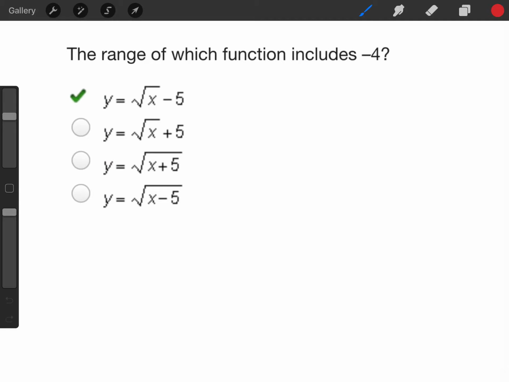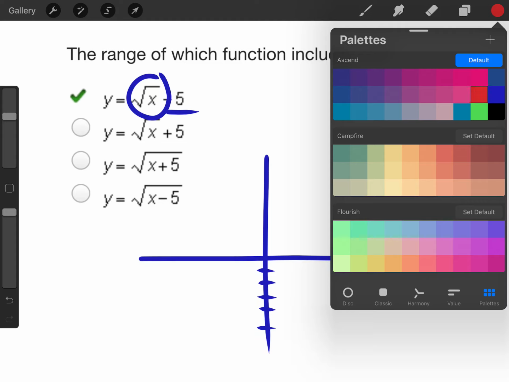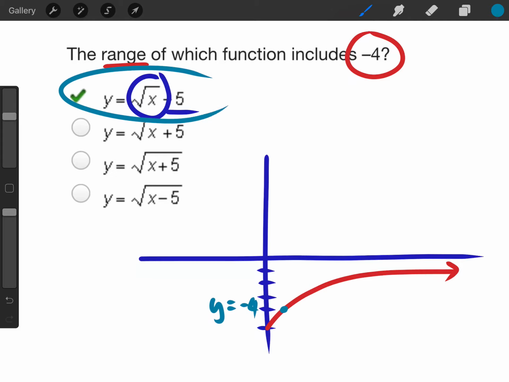Here it comes, last question. Which function has a range that includes negative 4? Let's graph this out. You have the square root function, and it goes down by 5 units, so 1, 2, 3, 4, 5. It's going to look something like this. Range includes negative 4 means, when y equals negative 4, does this red curve cover where y equals negative 4? It's right here. So that's why this one is the answer.